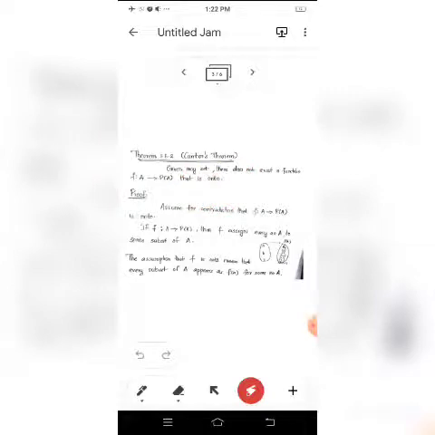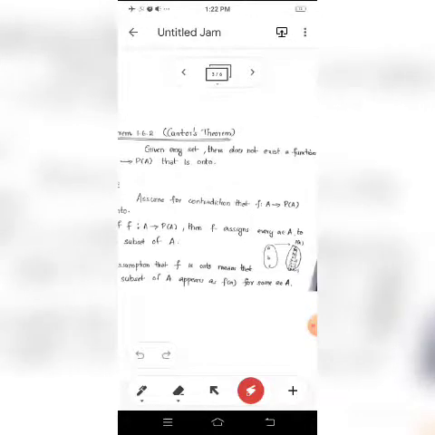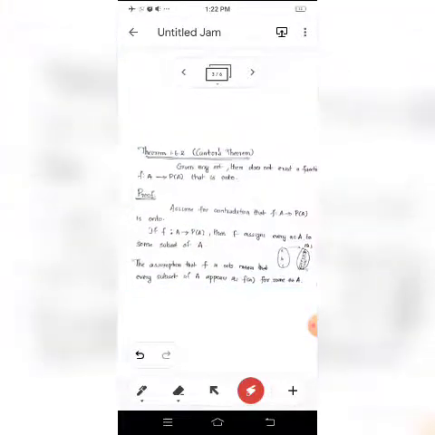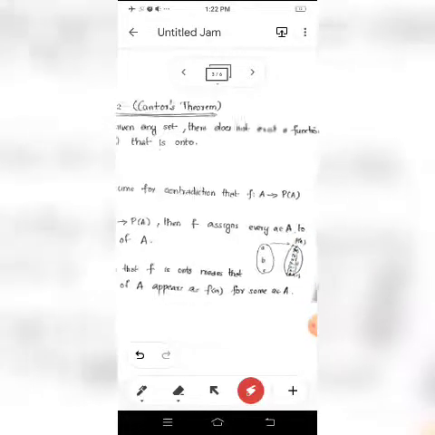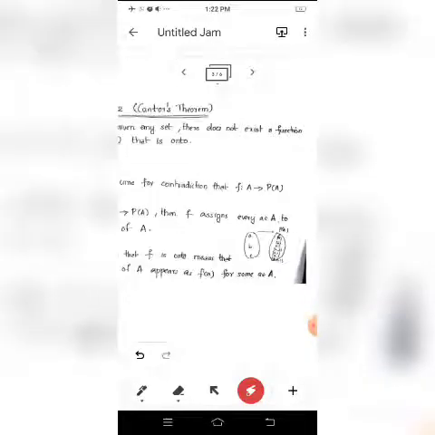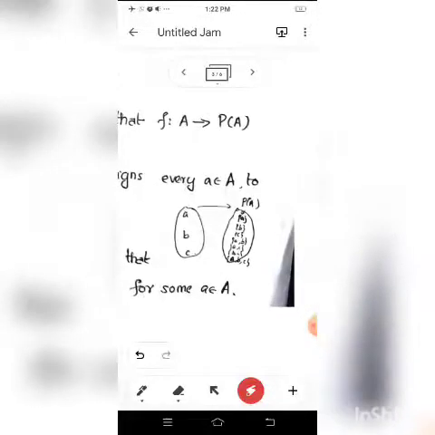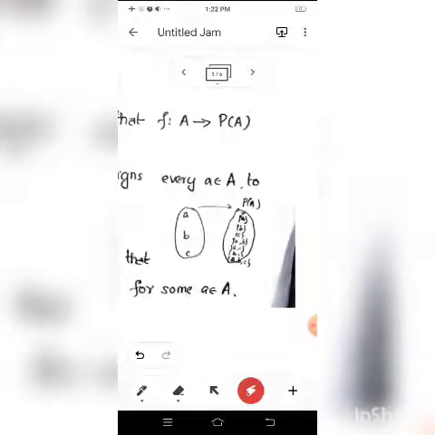Here also the proof is by contradiction. We assume that the function f from A to P of A is onto. Then f assigns every a belonging to A to some subset of A, since the power set is a set of all subsets.